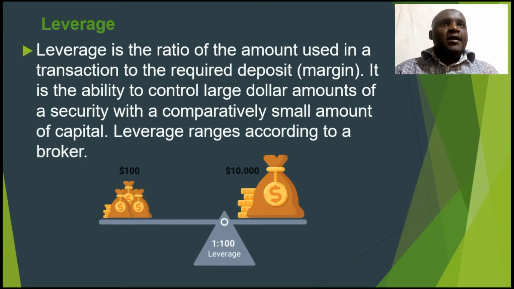So what is leverage? Leverage is the ratio of the amount used in a transaction to the required deposit. The deposit is also referred to as margin. It is the ability to control large dollar amounts of the security with a comparatively small amount of capital. Leverage ranges according to the broker. A broker can offer you a leverage of 1 to 5, 1 to 10, 1 to 50, 1 to 100, 1 to 500, 1 to 2000. It depends on the broker, the leverage you are going to be offered.